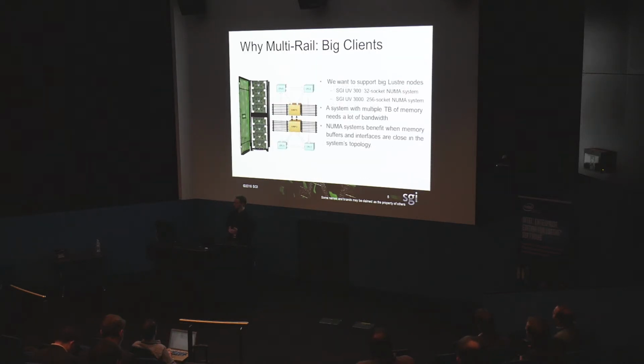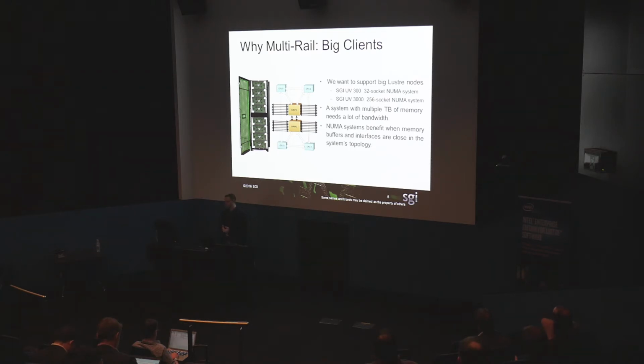The drive for that from an SGI perspective was to enable more bandwidth to very large clients. SGI has a UV platform that is a single image system. We have a 32 socket NUMA system as well as a 256 socket NUMA system with up to 64 terabytes of memory. So it's a very, very large client. Obviously, much smaller large clients can also take advantage of multi-rail.